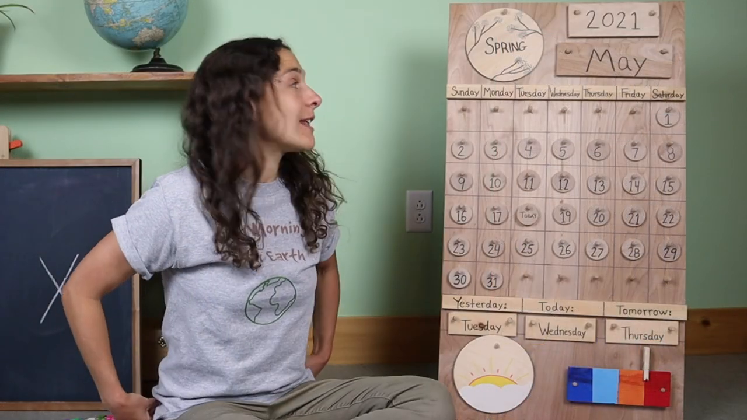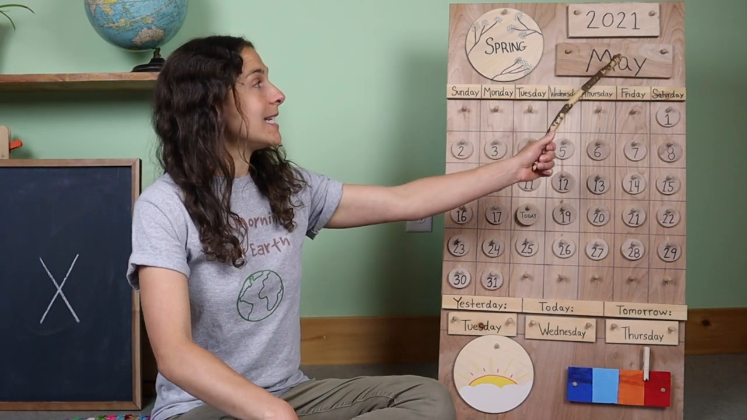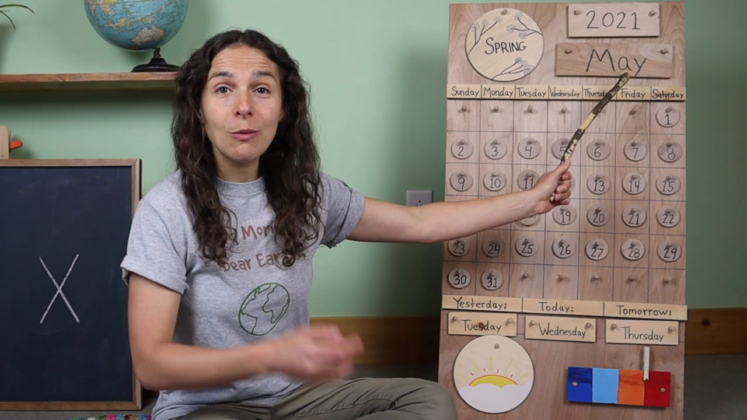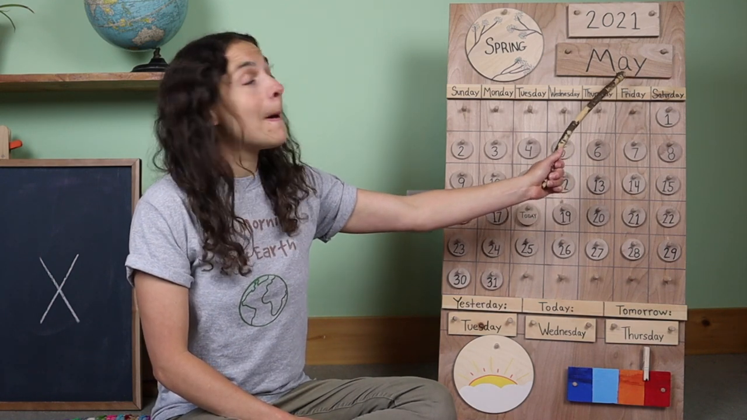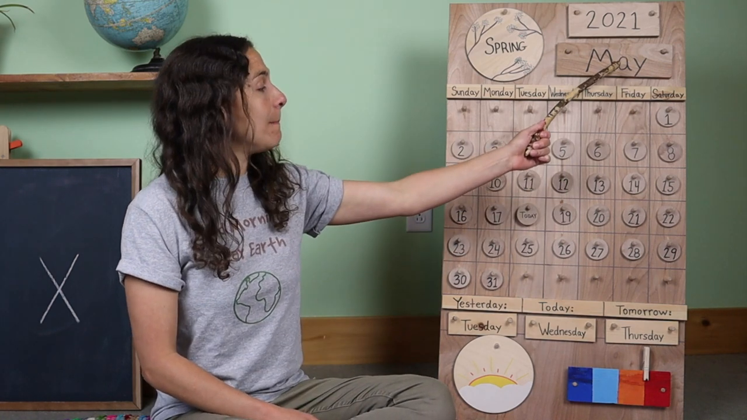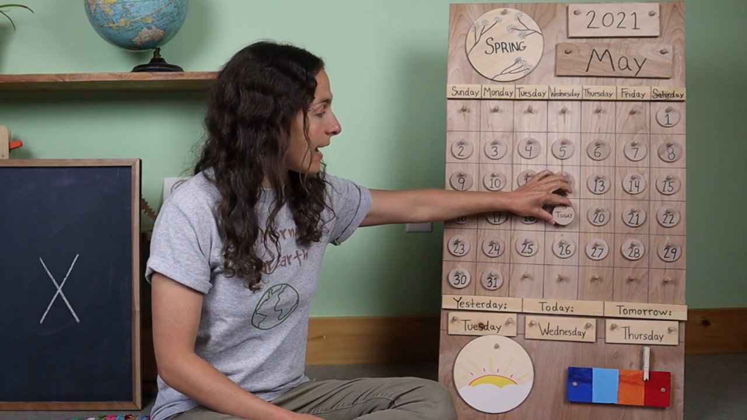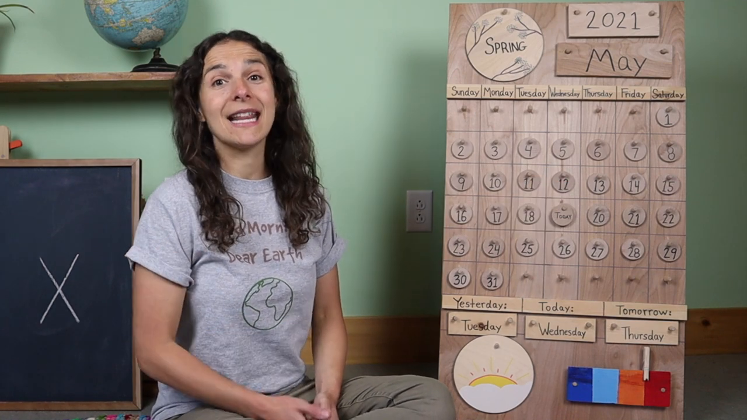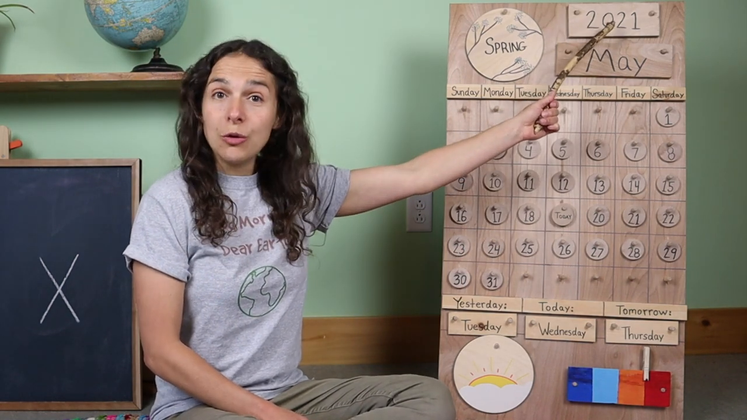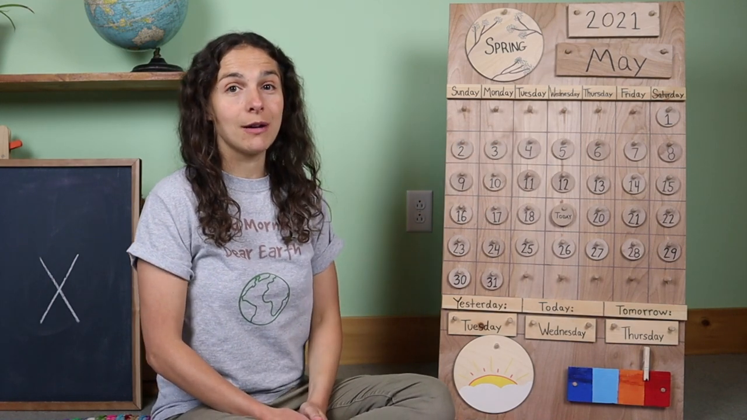Behind me, I have the calendar and weather chart. First, we are going to go over the date. And when we say the date, we begin with the month. The month is right up here. Do you know what the month is? May. The month is May. And today is May 19th. So I'm going to move the chip over from yesterday. Yesterday was May 18th. And today is May 19th, 2021. But you can also say that the year is 2021.